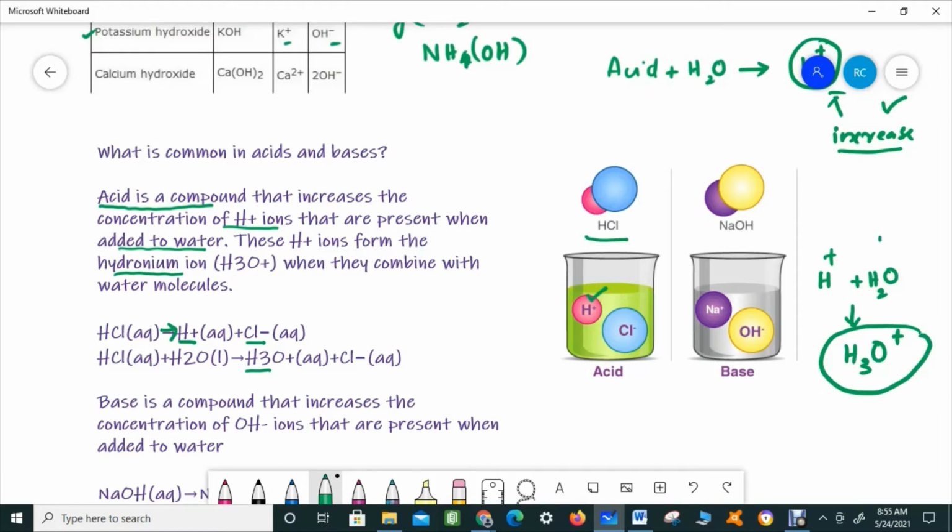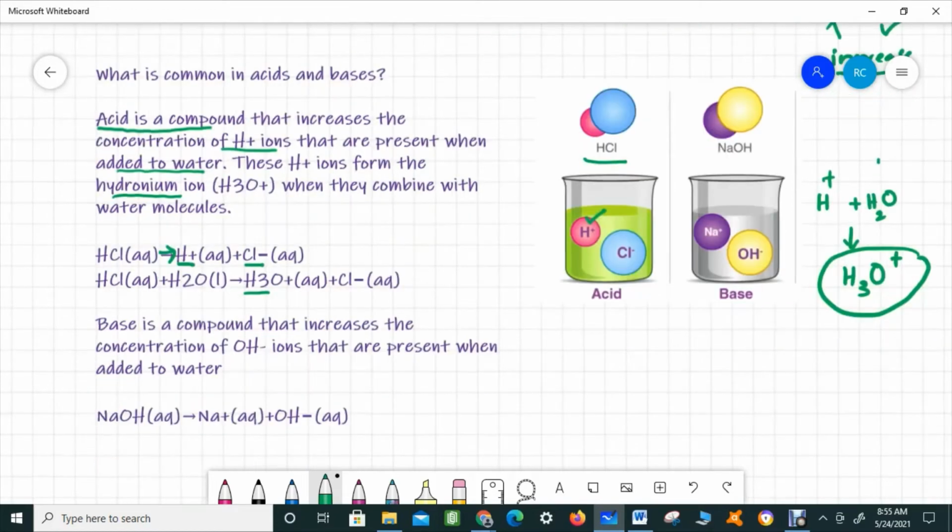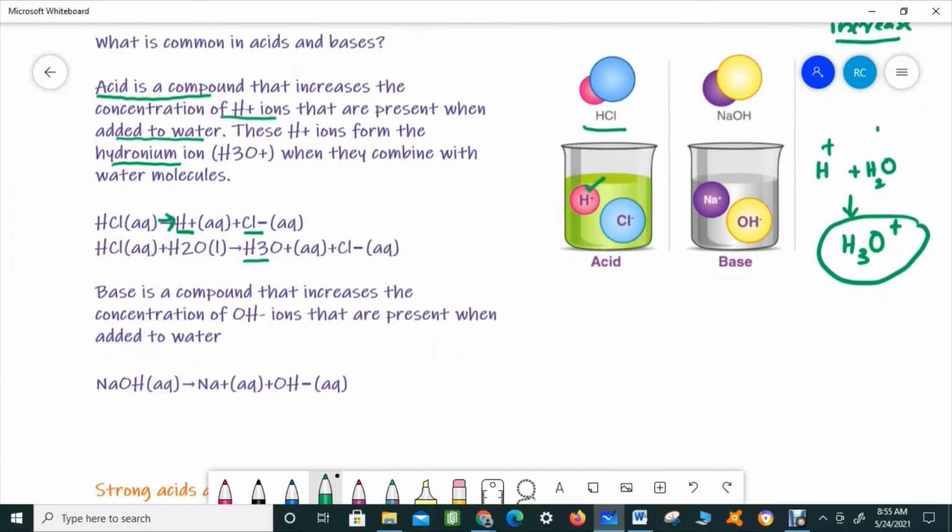Now, what is a base? A base is a compound that increases the concentration of OH minus ions when added to water. So, sodium hydroxide, when you put it into water, splits into its ions Na plus and OH minus, and it will increase the hydroxide ion concentration. OH minus ion concentration will be increasing.